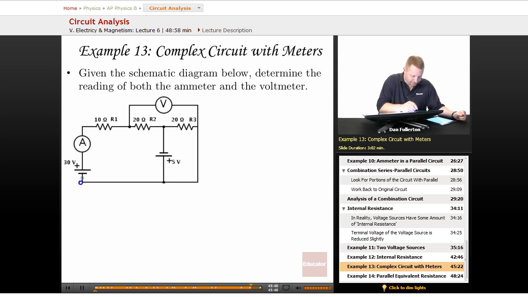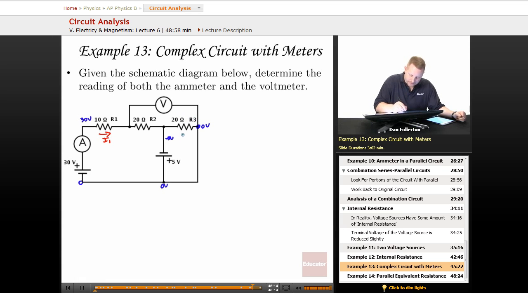We'll call this the zero side of our battery, so that's 30 volts. That must be 30 volts here. We've got current flowing. We'll call this I1 flowing through R1. Over here we've got plus 5 volts. Well, I'm going to call this side 0 volts again because it's on the same wire. This must be 5 lower, so that must be negative 5 volts over there. If this is 0, we must have 0 volts over here as well. And we're trying to find the reading of both the ammeter and the voltmeter.